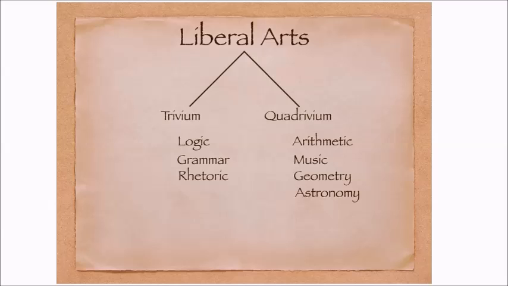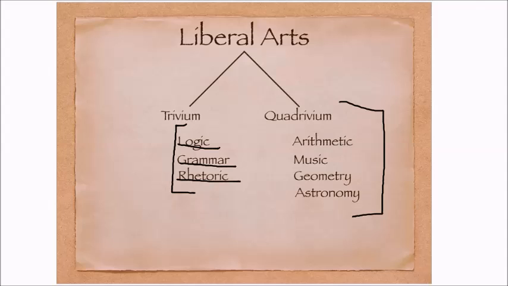The Trivium is divided into three arts. The first art is logic, the second one grammar, and the third one rhetoric. The Quadrivium is divided into four arts. The first one arithmetic, the second one music, the third one geometry, and the fourth one astronomy.